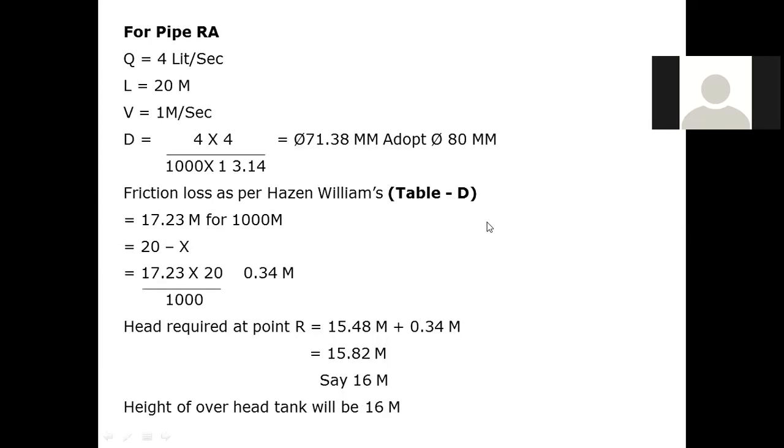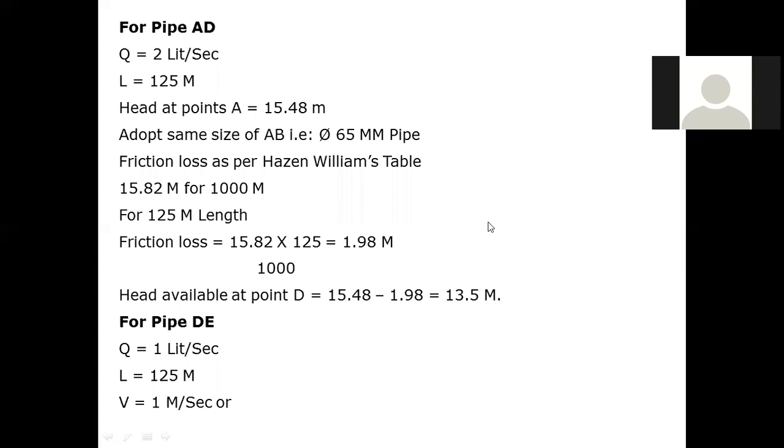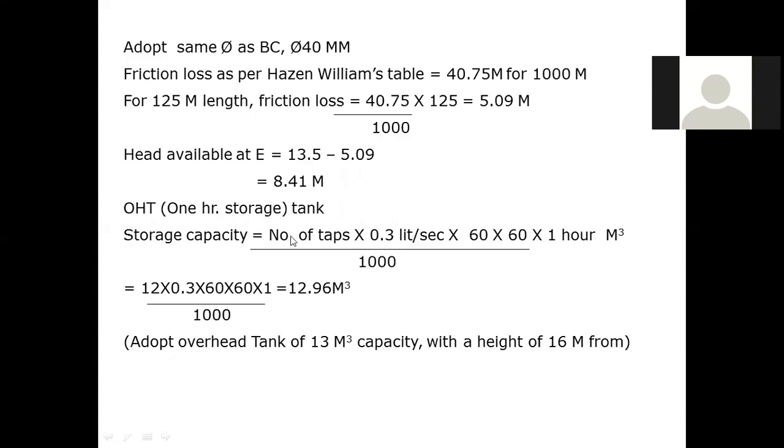From each tap or sprinkler, 0.3 liters per second is coming. So number of taps is 12, into 0.3 liter per second. Convert this liter per second into meter cube per hour: you multiply 60 into 60 divided by 1000. So you get 12.96 meter cube, which is approximately 13 meter cube. So the overhead tank capacity is 13 meter cube, with a height of 16 meter.